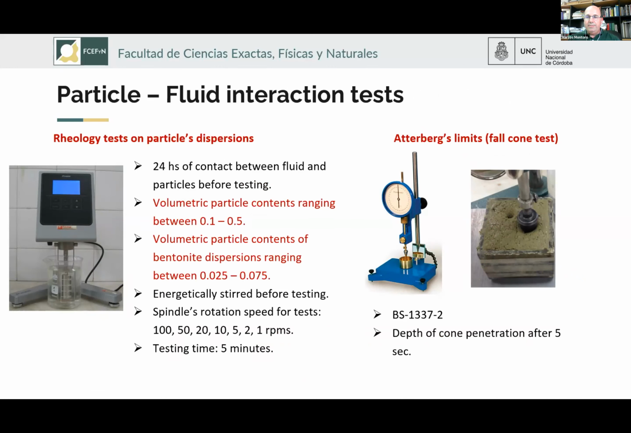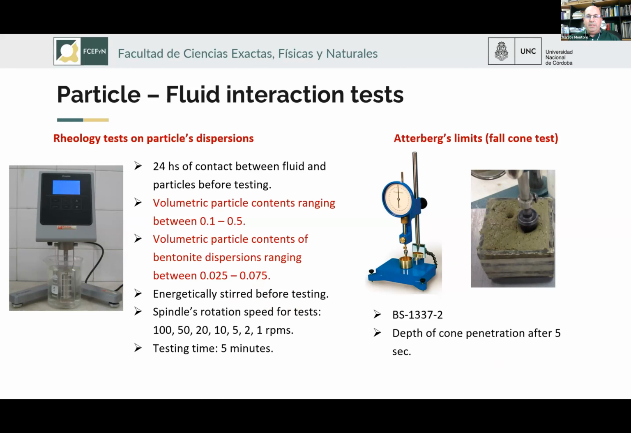In addition to that, we know that particle-fluid interaction processes are more evident for a particle system in the loosest state possible. Therefore, to study them, we performed rheology tests on particle dispersions prepared with the 3 different types of particles and with the different fluids. We also tested dispersions having different solid particle volume contents.